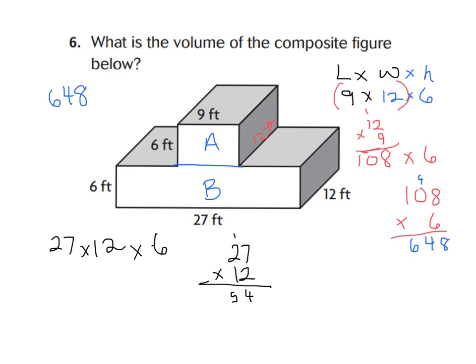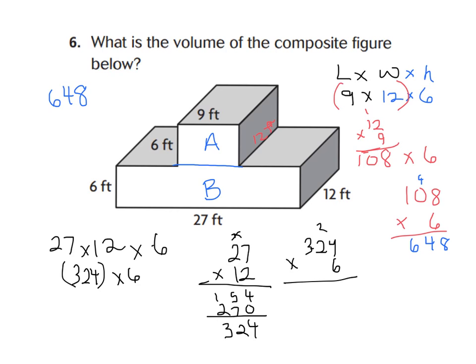As I work it out, I have 54 for my first partial product. Let's put down our spacer. And you should have 270 for your second partial product. And when you add that up, you have 324. Now that's just for the base, 324. Don't forget, we still have to multiply it by 6 for my height. So 324 times 6 for the height would give me 24 ones, 14 tens, and 19 hundreds. So it's 1,944.